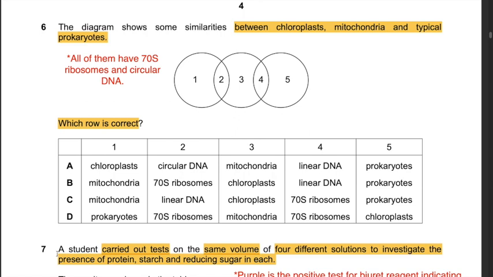D, prokaryotes and mitochondria, yes, they do have 70S ribosomes. Mitochondria and chloroplasts, yes, again they do have 70S ribosomes. Hence the answer is D.